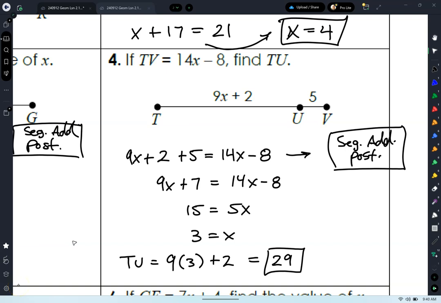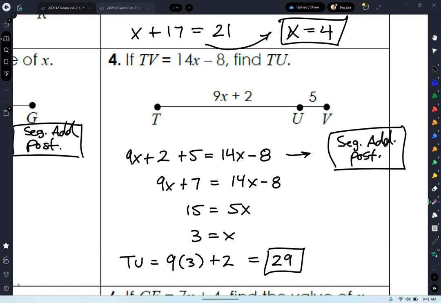The answer is 29 because it's asking you to find the length of TU. Okay, important geometry lesson. Make sure you answer the question that's being asked, right? So in this case, you are asked to find, and you need to be able to read that, the length of segment TU, right? And in order to do that, you need to know x equals, which is 3. You're right about that. But then you have to take that 3, plug it back into this expression to find the length of TU.